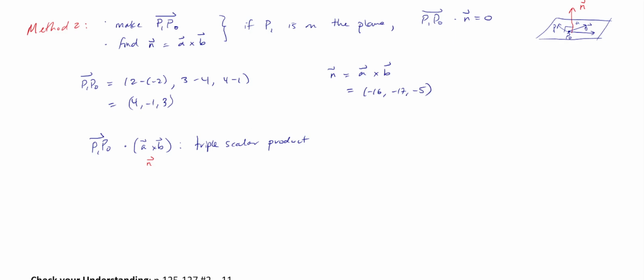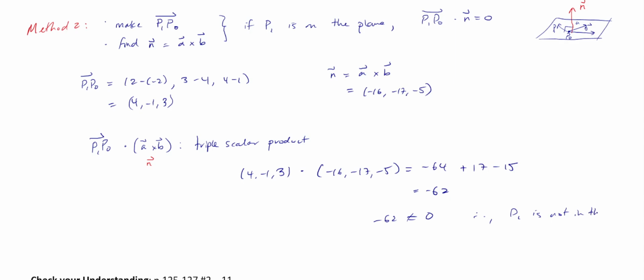And by the way, this is something in the algebraic vectors unit. So for 4, negative 1, 3, that's my P1P0, dot product with negative 16, negative 17, negative 5 is equal to negative 64 plus 17 minus 15, which is equal to negative 62. Negative 62 does not equal 0, therefore P1 is not in the plane.